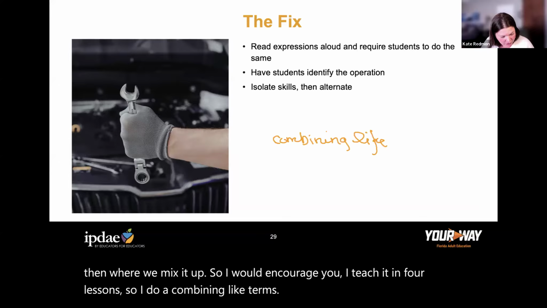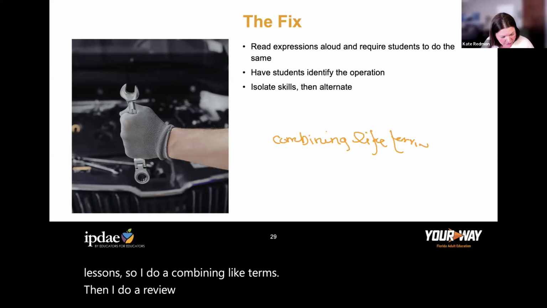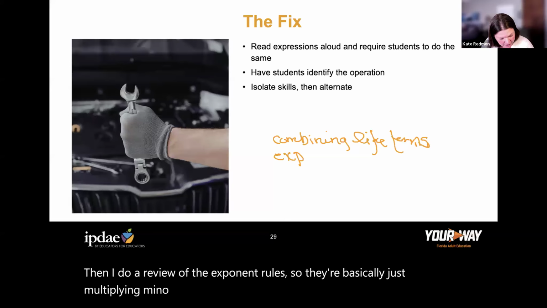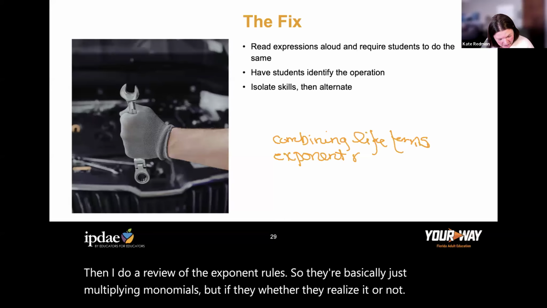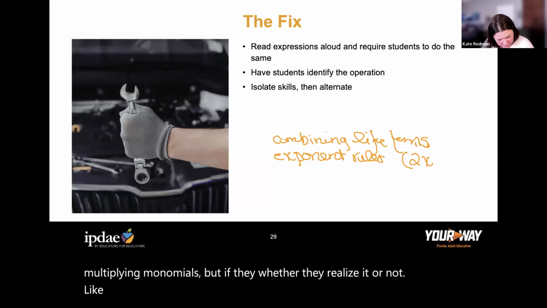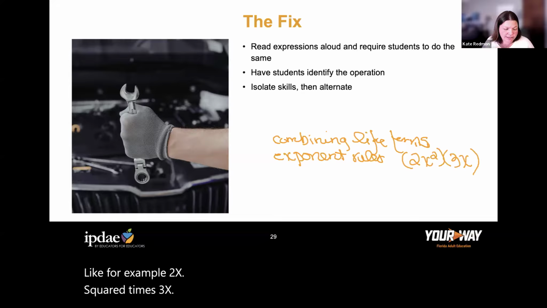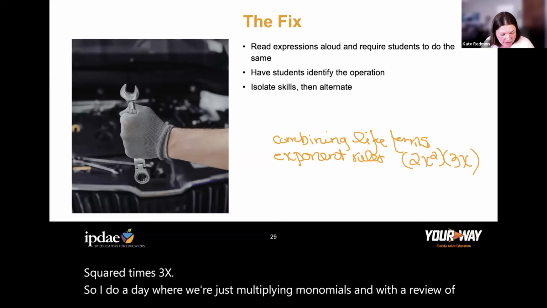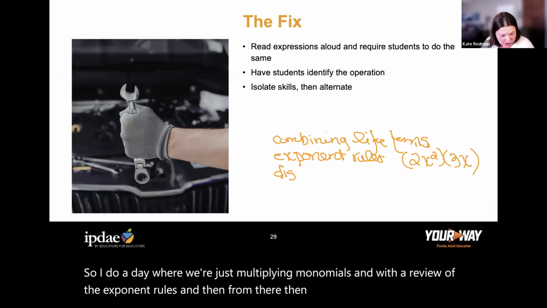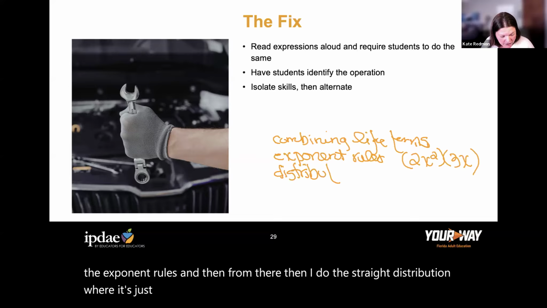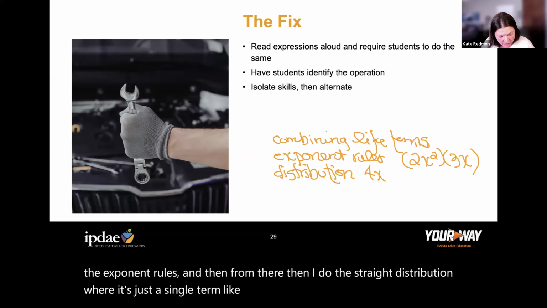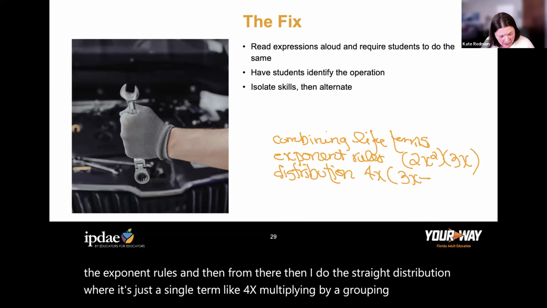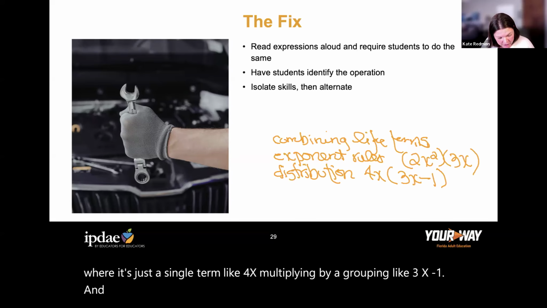Then I do a review of the exponent rules. So they're basically just multiplying monomials, whether they realize it or not. Like, for example, 2x squared times 3x. So I do a day where we're just multiplying monomials with a review of the exponent rules. And then from there, I do the straight distribution where it's just a single term like 4x multiplying by a grouping like 3x minus 1. And then finally, I get to the day where we're multiplying polynomials.